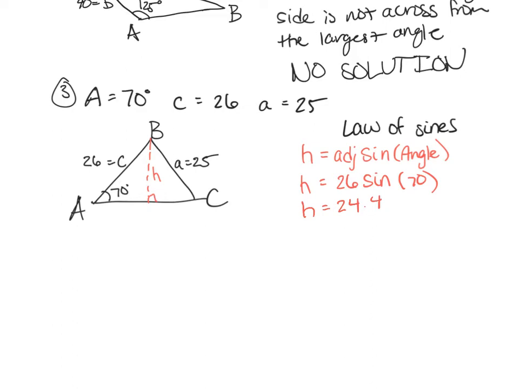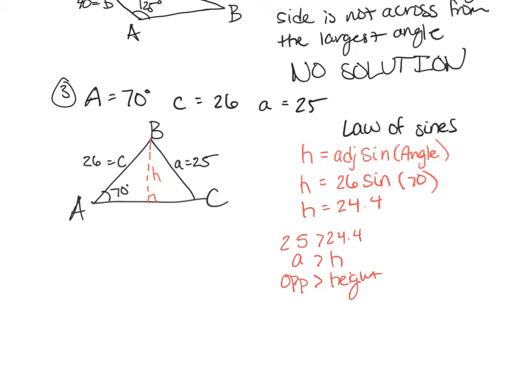Okay, so now I'm going to compare this to the side opposite my angle, side length A. So I can say, okay, 25, that is in fact greater than 24.4, or my opposite side is greater than my height. So I'll write that in there. Since my opposite side is greater than my height, I know this is going to at least make a triangle. So this is going to be at least one solution.